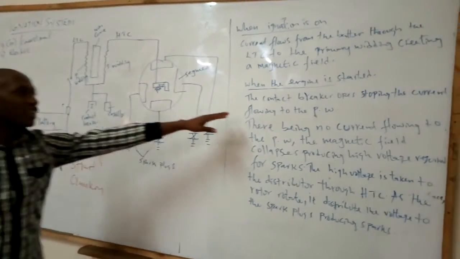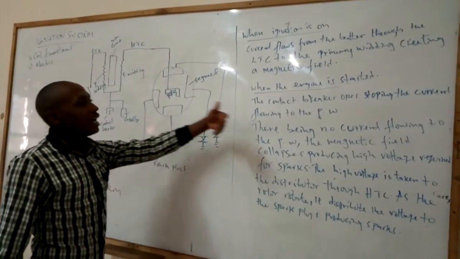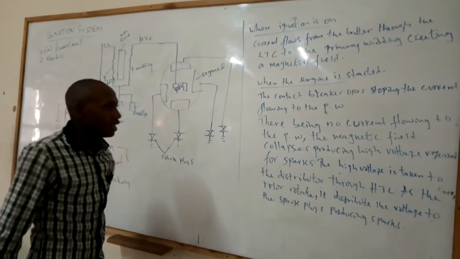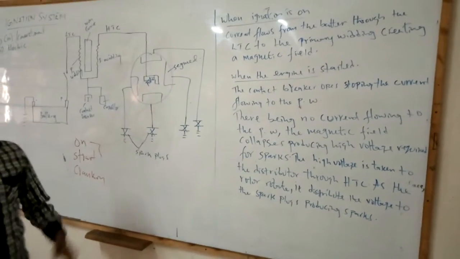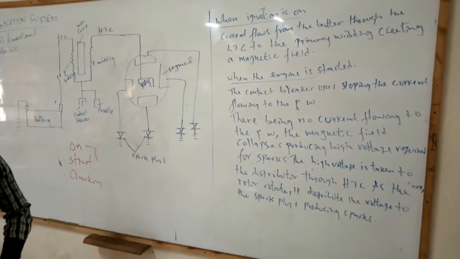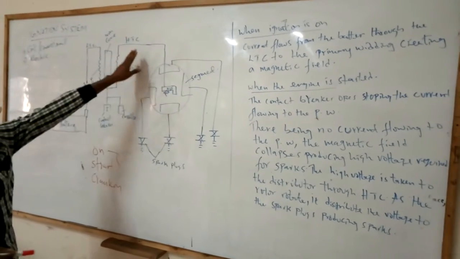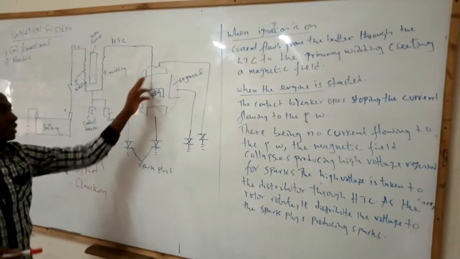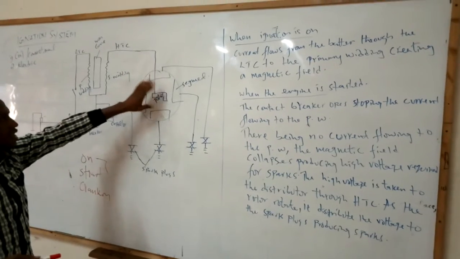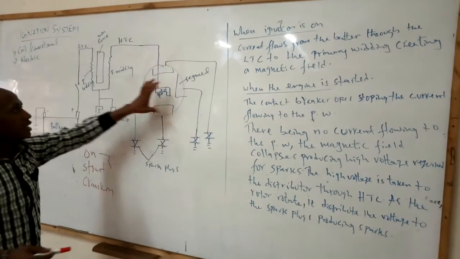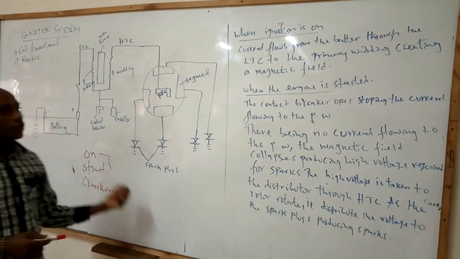We are saying when the engine is starting, the contact breaker is open, stopping the current flowing to the primary winding. With no current flowing, the magnetic field collapses, producing a very high voltage required for the spark plug. Then the high voltage is taken to the distributor through the high tension cable, and as the rotor rotates, it distributes the high voltage to the spark plugs, which are responsible for producing sparks.